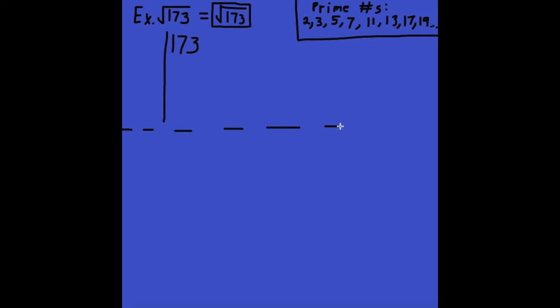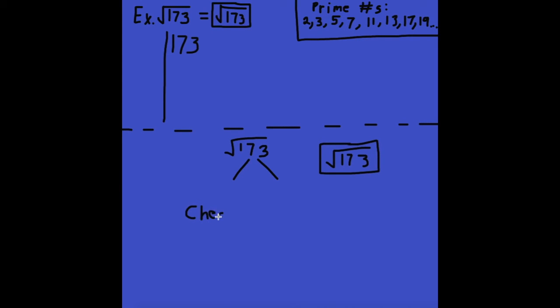Let's try the tree method. We have radical 173. We can't simplify radical 173 further. So that's it for the tree diagram. Remember, we stop doing the tree diagram when we can't simplify or when we can't break the radical down further. That means that radical 173 is our answer.